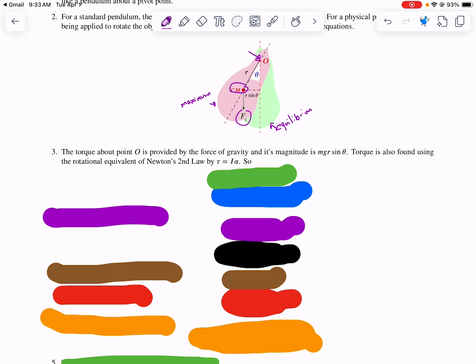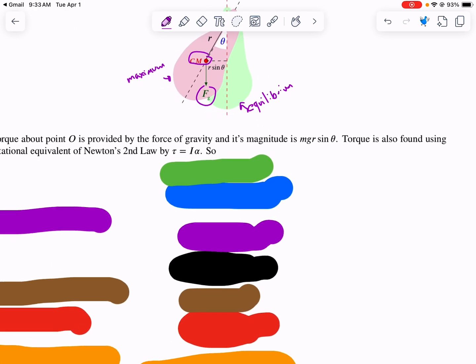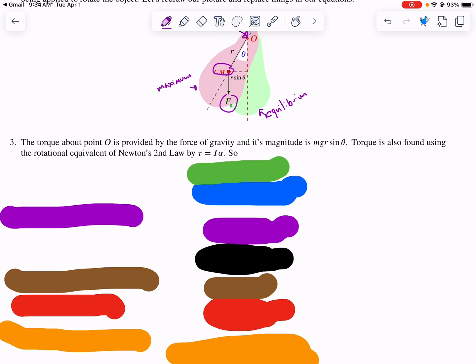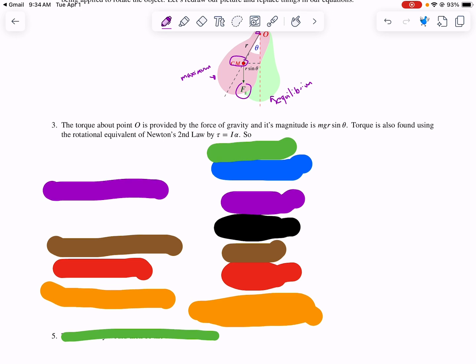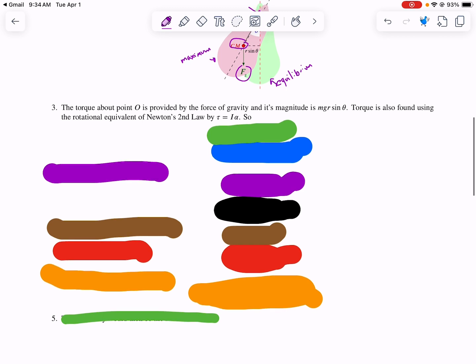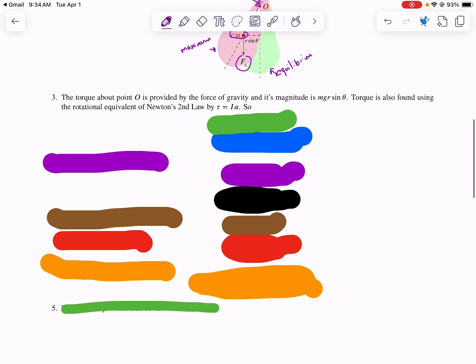We're looking at the torque, mgr sine theta, for that object there. It's the r sine theta that is the lever arm we're dealing with. The torque is also found using the rotational equivalent of Newton's second law, so we've got that there too. We're going to combine those two things right here, and all I've done is write those two expressions.